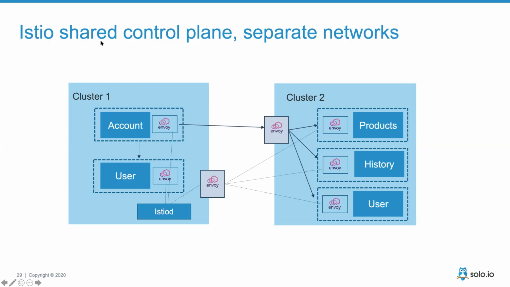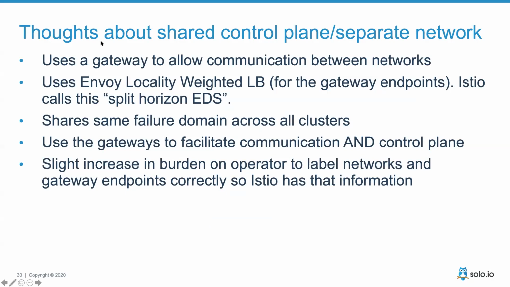So that when account service tries to talk to user, what it will see is all of the user endpoints, but it will now also see the endpoint for the gateway in cluster 2. So if things start to fail in cluster 1, when account is trying to talk to the user service, then it can start to fail over traffic to the user service in cluster 2. And that will go through the gateway. So Istio ends up using Envoy's locality weighted load balancing to do this in the Istio docs.